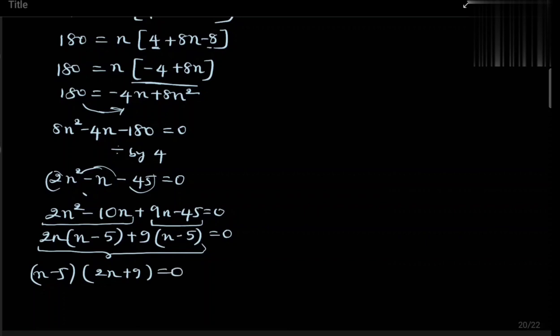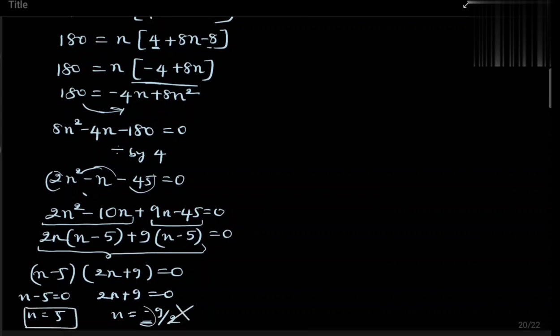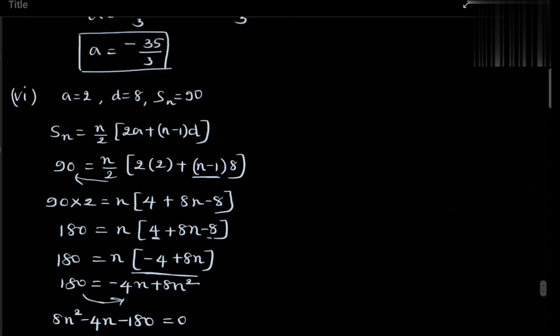Here equating these two to 0, that is n minus 5 is equal to 0 and 2n plus 9 is equal to 0. So it will become n is equal to 5 and n is equal to minus 9 by 2. Here n should not be negative. It should be an integer. Therefore n is equal to 5, not minus 9 by 2. So therefore the number of terms is 5.